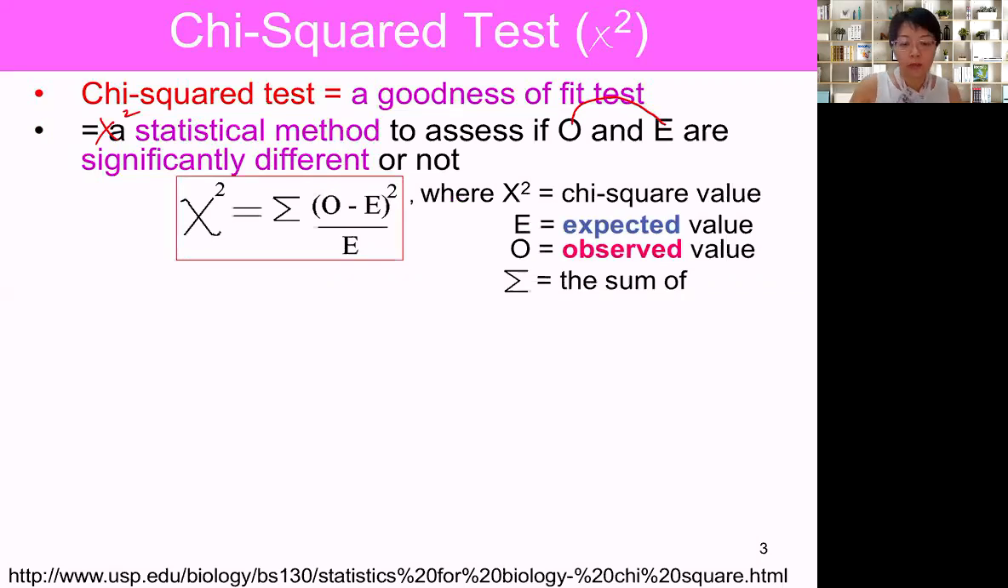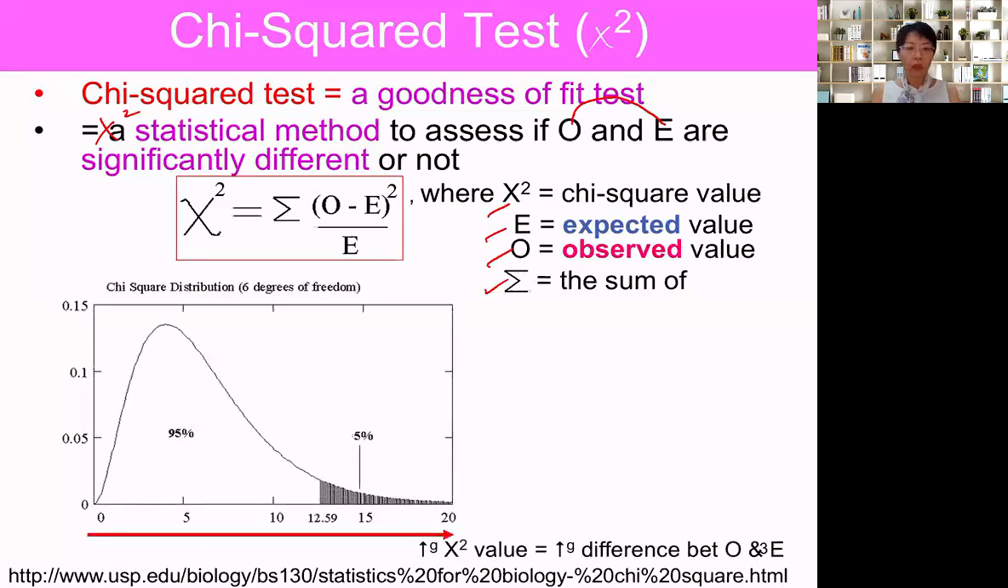So this is the formula for chi-square test, and the formula will be given to you in exam. But you need to know that in order to calculate chi-square value, you need O and you need E value. So this is chi-square, E is the expected value that you calculated from a genetic diagram, and O is your observed value that you observed from your experimental result, and this is sum of.